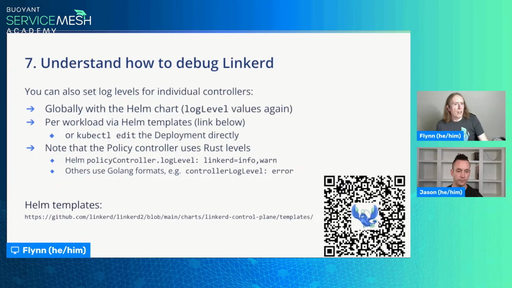Okay. Oh yeah, you can also set the log levels for individual controllers in the control plane via much of the same things. Quick note here, the policy controller is written in Rust. So when you change its log level, you need to use the Rust formatting for setting the level, and other things tend to be in Go, and so you need to use Golang formats just to make that much more surreal than it would otherwise be. I've linked here to the Helm templates in case you want to take a look at those to figure out how to change the log level for specific individual controllers in the control plane.